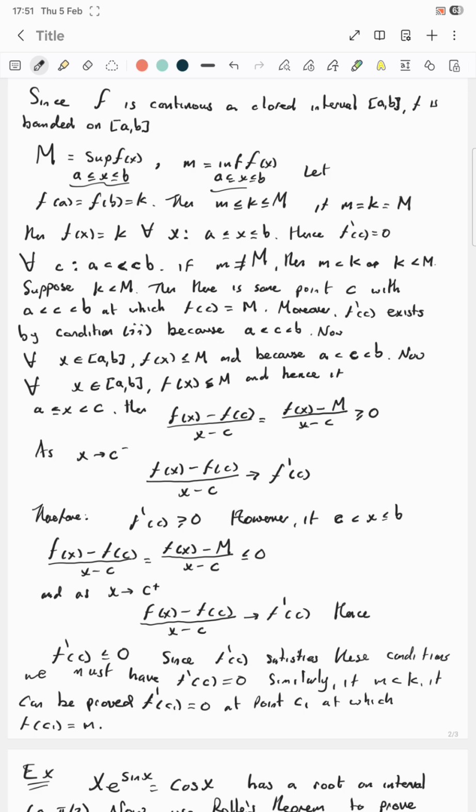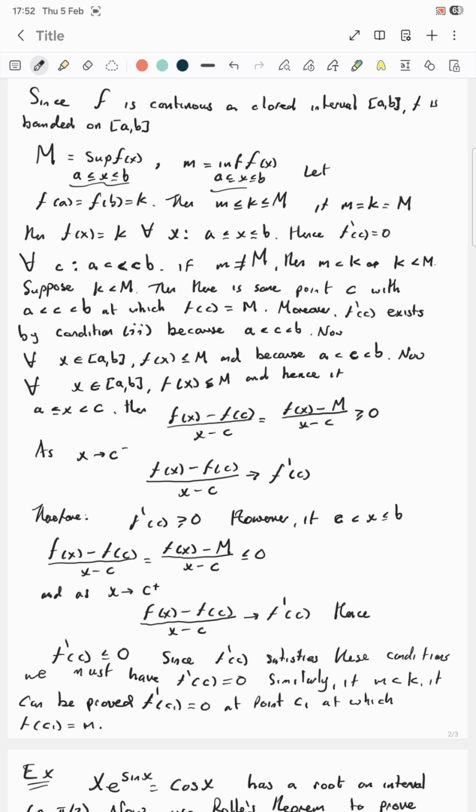And hence the derivative at c equals 0 for all c such that a is less than c and c is less than b. If m does not equal M, then m is less than k, or M is greater than k. Now, suppose that M is greater than k, then there is some point c between a and b at which f(c) equals M. Moreover, f prime of c exists by condition 2, because our c is bounded between a and b.